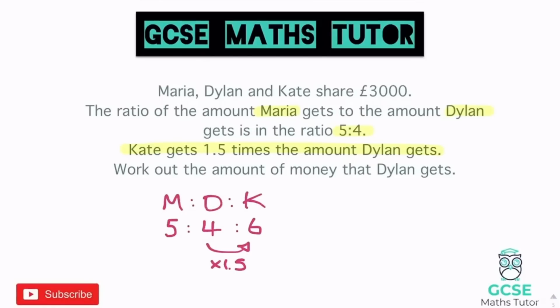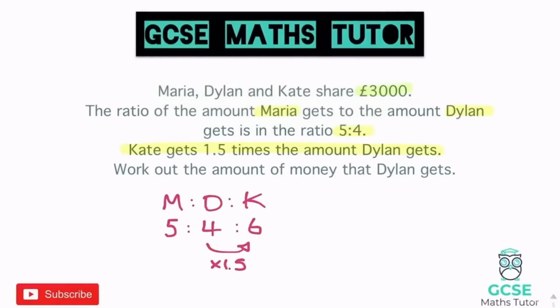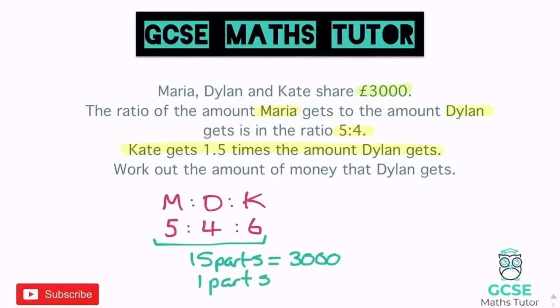So now that we've multiplied that by 1.5, the rest of the question is nice and easy. Because all we're going to do now is split that £3,000 in the question in the ratio 5 to 4 to 6. So if I get rid of this little bit of working out, let's have a look. In total, that ratio adds up to 15 parts. And now we know that those 15 parts equal the £3,000. So we can find the value of 1 part again by dividing by 15. And 3,000 divided by 15 gives us a value of 200.